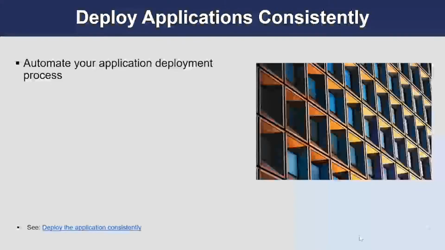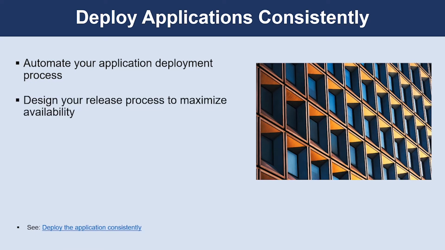So, first, you need to automate your application deployment process. Automate as many processes as possible. The next is to design your release process to maximize availability. If your release processes require services to go offline during deployment, your application is unavailable until they come back online. So, take advantage of platform staging and production features. Use blue-green or canary releases to deploy updates.